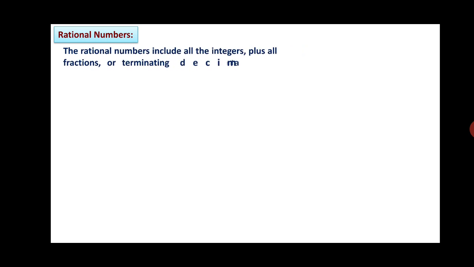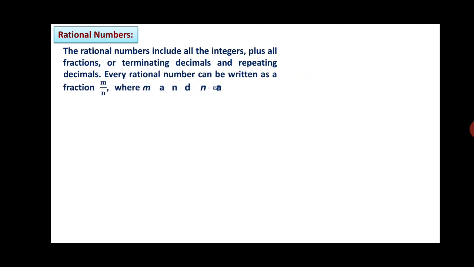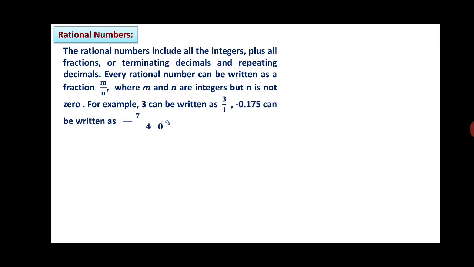Next, we will see rational numbers. The rational numbers include all the integers plus all fractions, all terminating decimals and repeating decimals. Every rational number can be written as a fraction m upon n, where m and n are integers but n is not equal to 0. For example, 3 can be written as 3 upon 1, minus 0.175 can be written as minus 7 upon 40, and 1 and 1 upon 6 can be written as 7 upon 6.